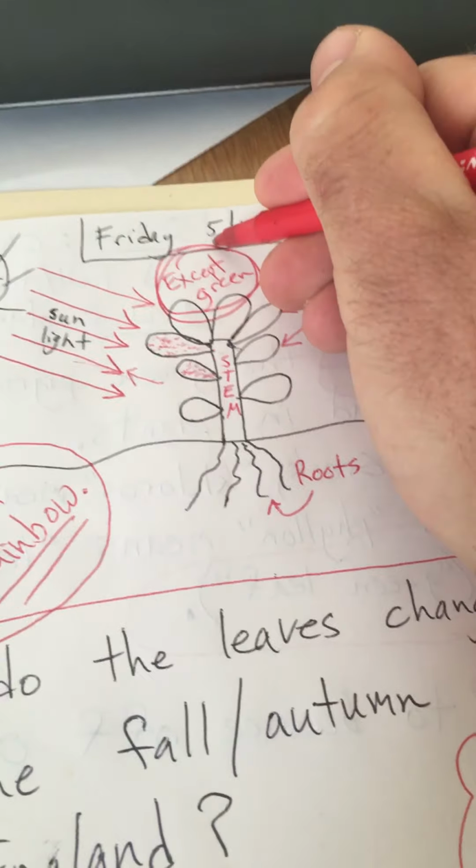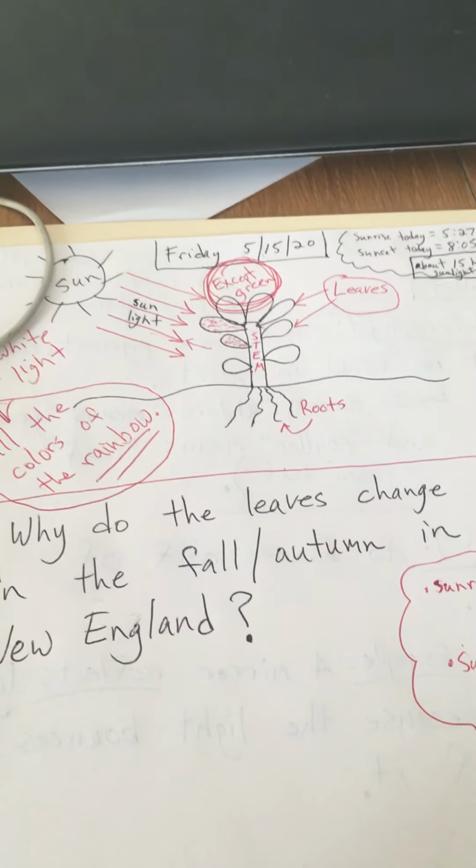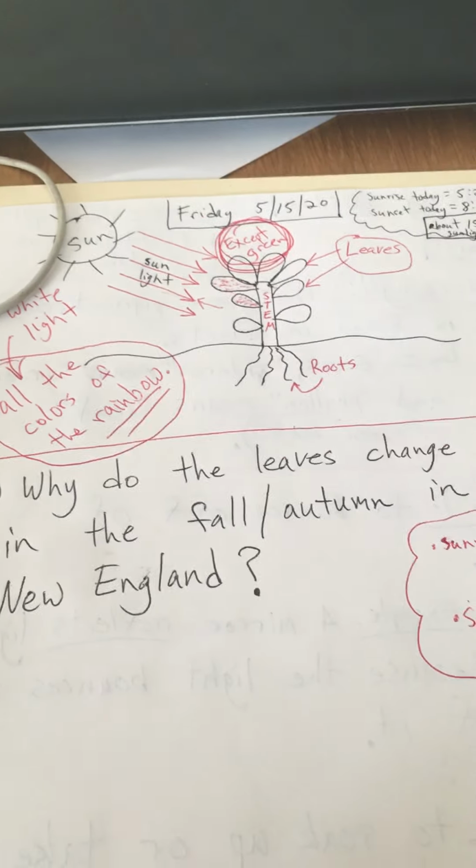Okay, so the color we see is the one being reflected, and it's green for plants. Okay, with me so far? You guys are doing a good job. Really complicated stuff. You might have to watch this again.